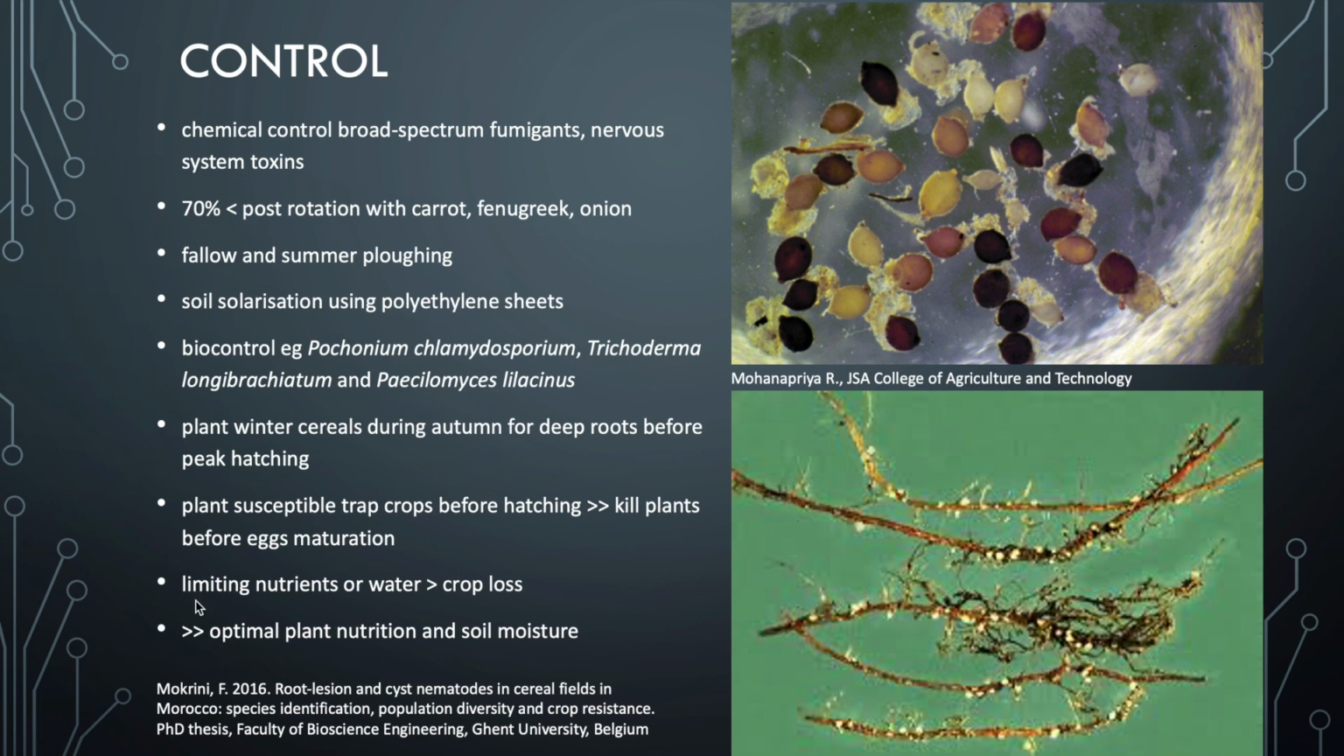And ensuring optimal plant nutrition and soil moisture is the best method because both limiting nutrients and water increase crop losses. So really when the plants are happy in an optimal soil ecosystem, nematodes actually are not an issue. And so the very fact that cereal cysts and other nematodes are such a problem is because the soil ecosystem has been damaged. It is overexploited, as are the plants, and therefore the nematodes are basically a symptom of diseased, unhappy plants and soil ecosystems.